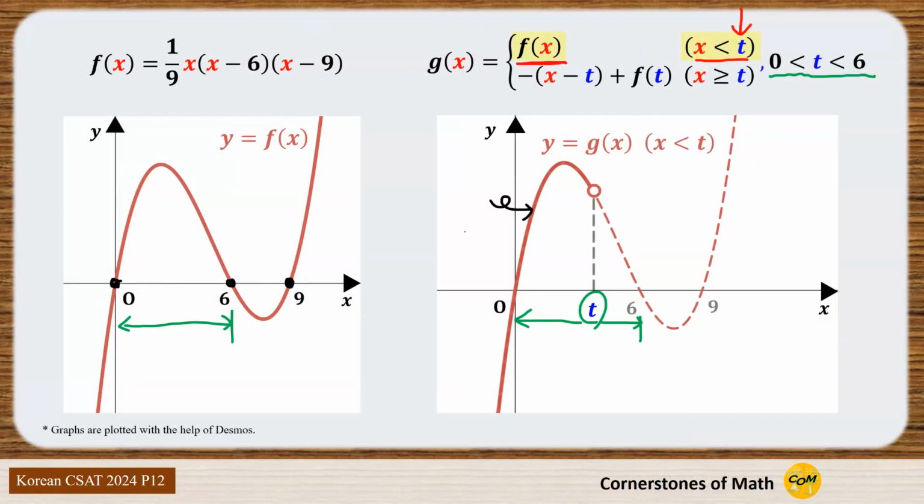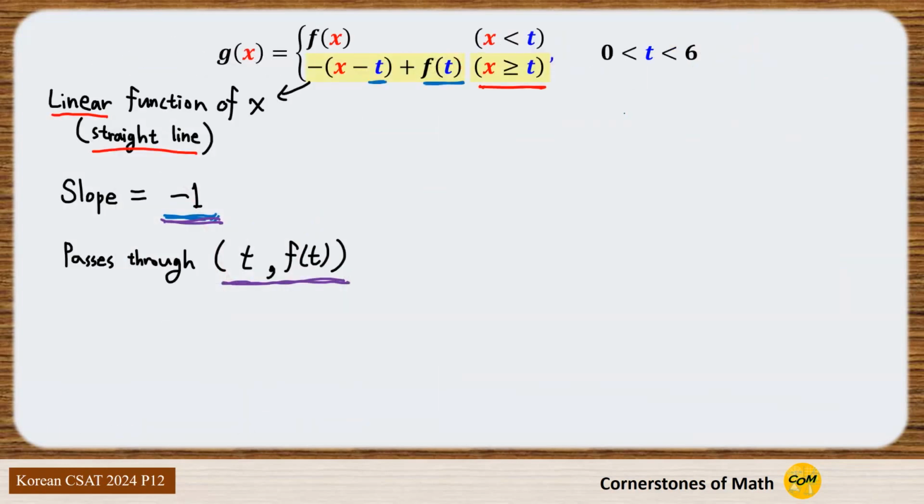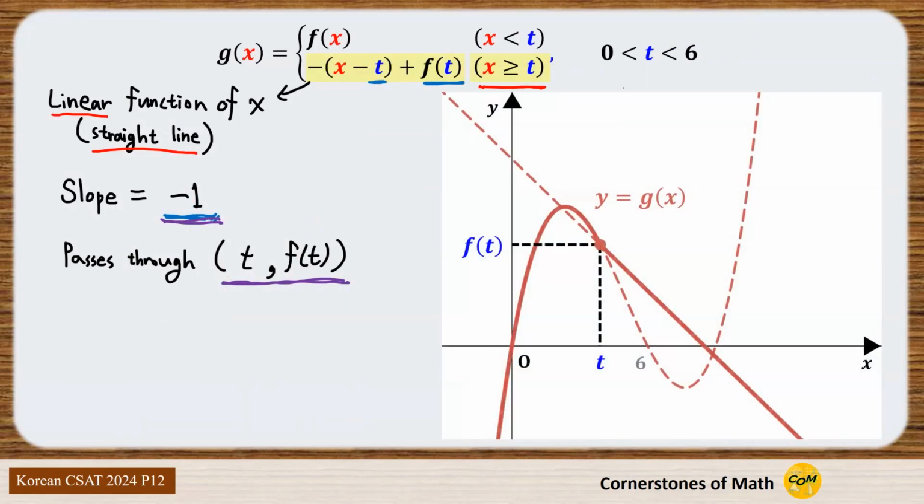And if we go back to here for a moment, this point right here is when x equals t, so this point is (t, f(t)). So the straight line passes this point, so we obtain this graph. This point right here is (t, f(t)), and the slope of this line is minus 1. So now that we have obtained the graph of g(x), let's move on to the next part of the problem.